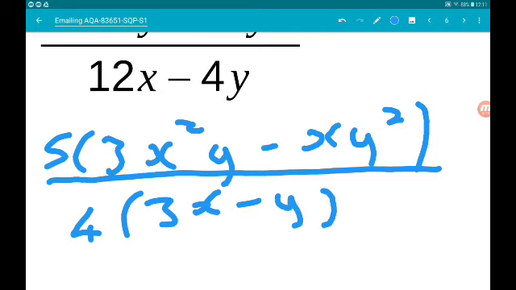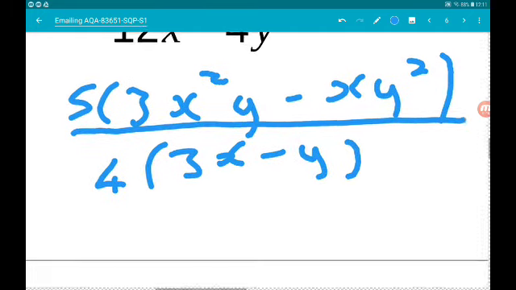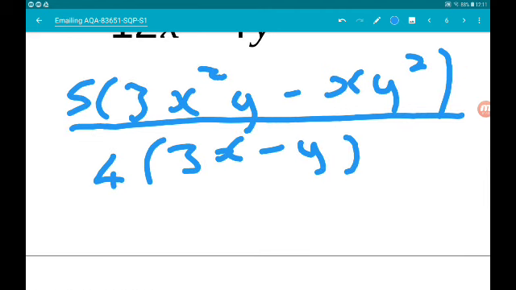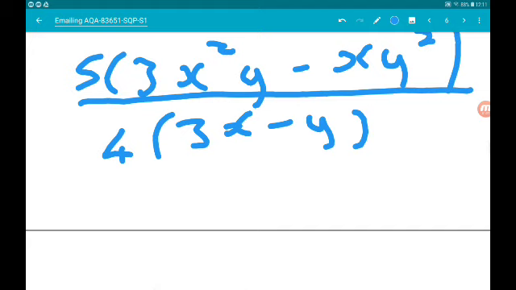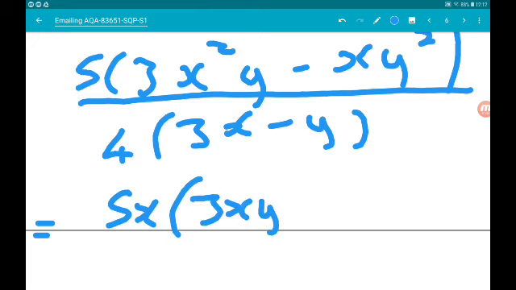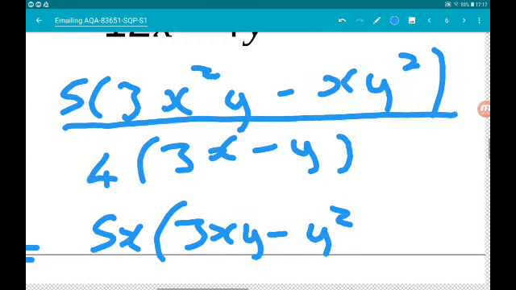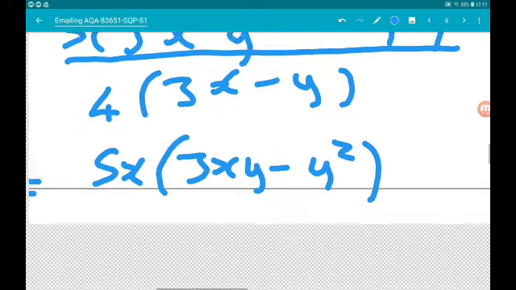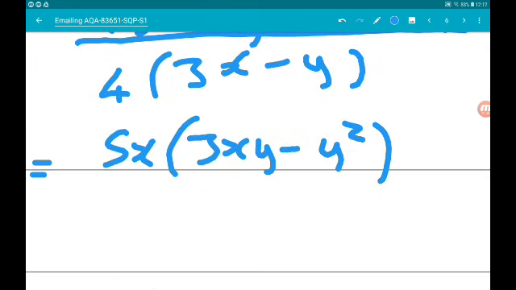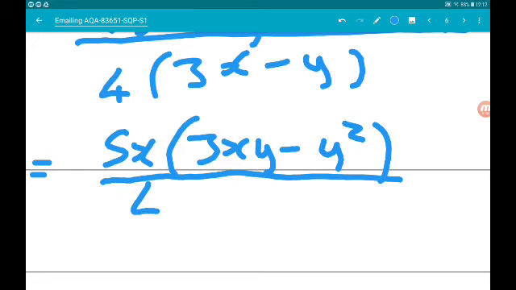Okay, now the top can still be factorized quite a lot, so let's just do it step by step. There's a common factor of x, so let's take that out. So we get 5x times 3xy minus y squared, and again, that's all over 4 lots of 3x minus y.